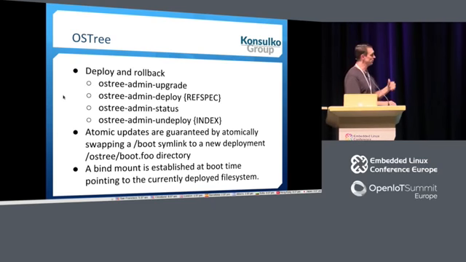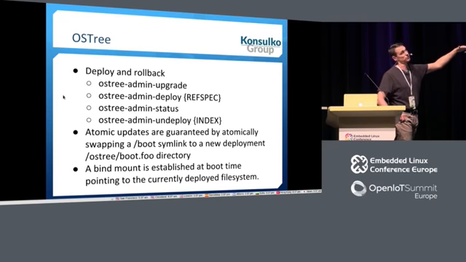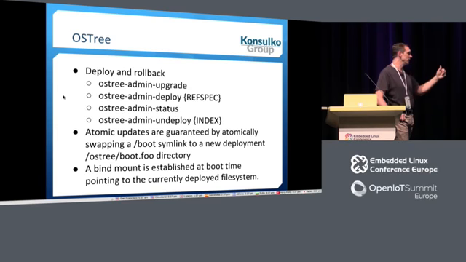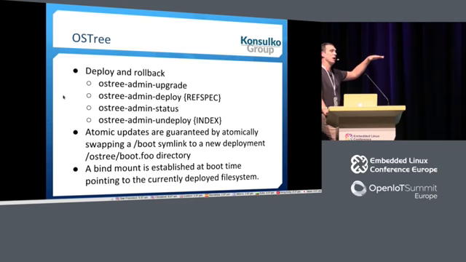And then when you reboot, a bind mount is established, and you bind mount your preferred deployment. So you can choose from any of them. Okay, and you can combine this with a fallback type mechanism, like the dual image does.